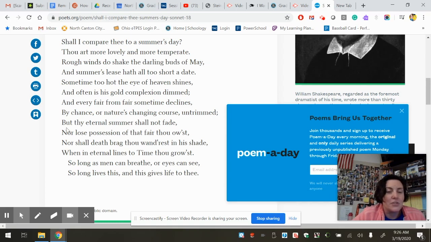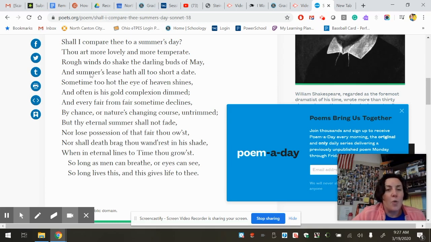But, such an important word. But thy eternal summer shall not fade, nor lose possession of that fair thou owest, nor shall death brag thou wanderest in his shade, when in eternal lines to time thou growest. So long as men can breathe or eyes can see, so long lives this, and this gives life to thee.